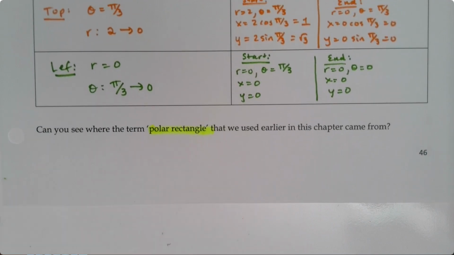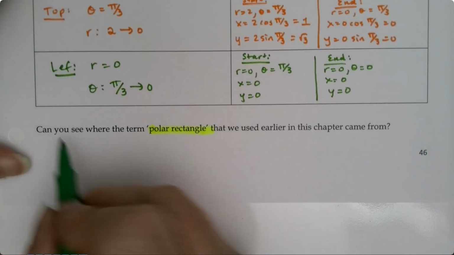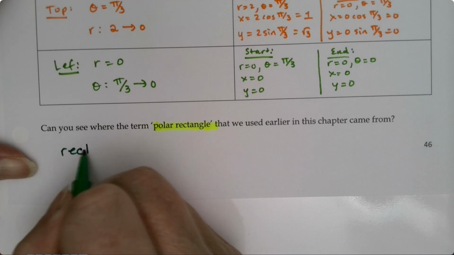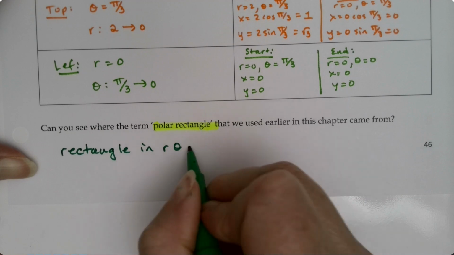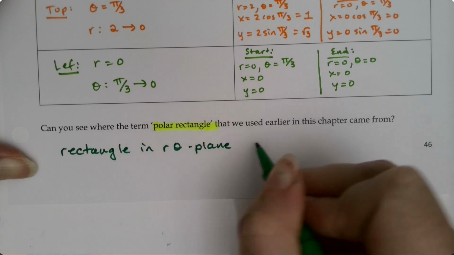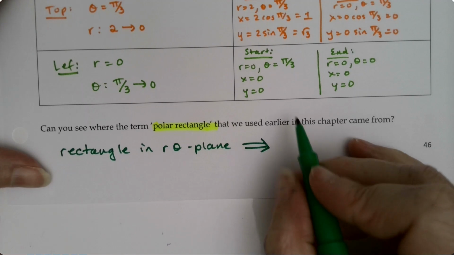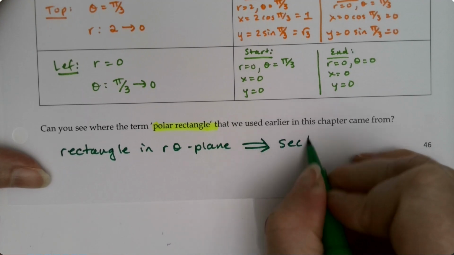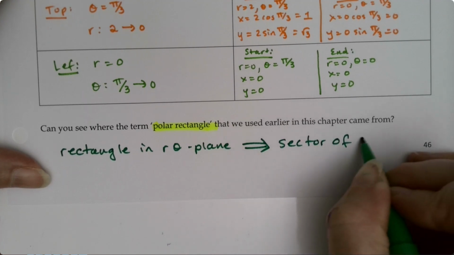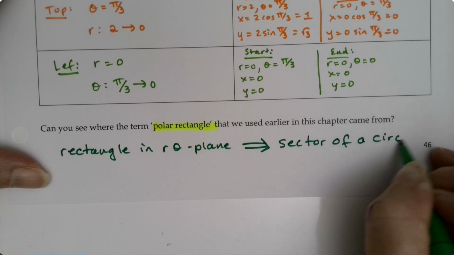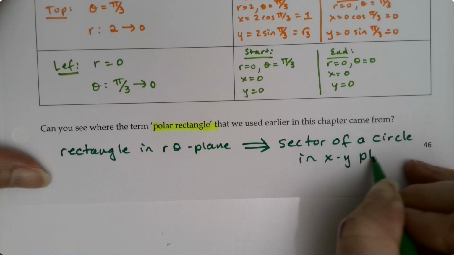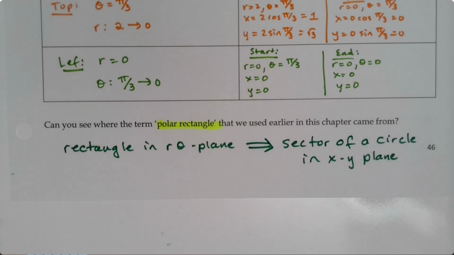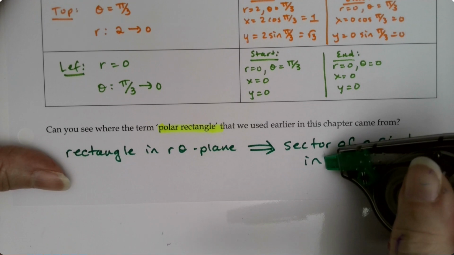A polar rectangle is a rectangle in the r theta plane that transforms to a sector of a circle in the xy plane. Oh, the dash is in the wrong spot there. It should be xy dash.